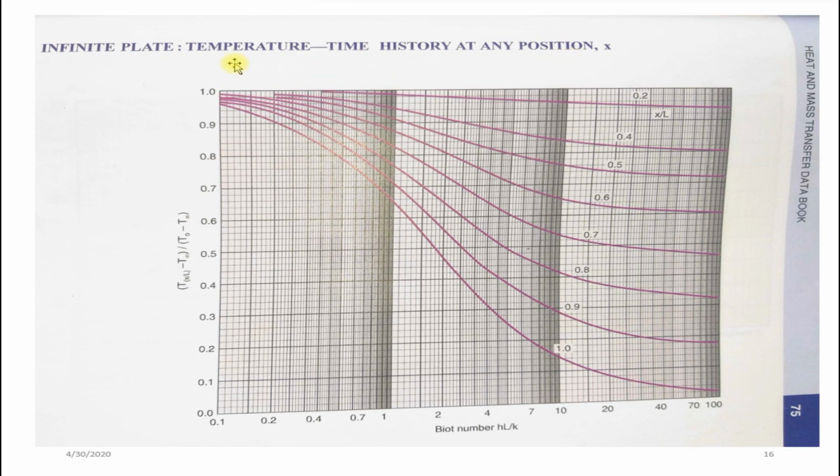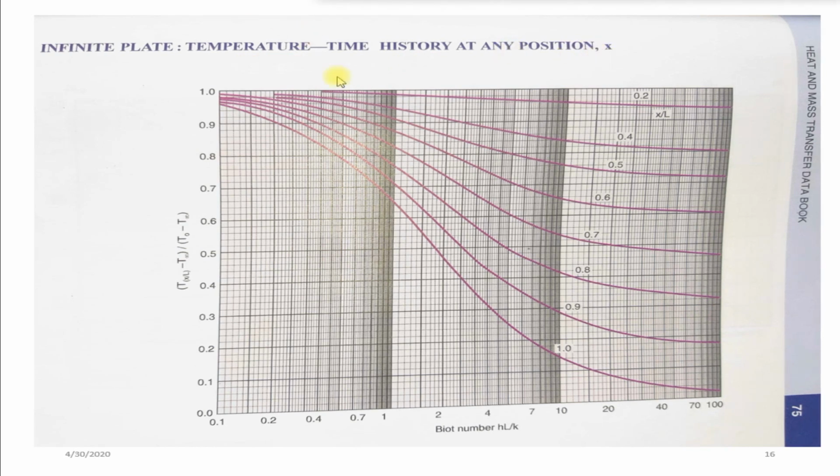The first one is the temperature time history at mid plane, remember. The second one is the temperature time history at any position x. Here 15 mm is given, no? That means it's at any position x. In this graph, if you observe, the x by L lines are 0.4, 0.5, 0.2. Then the Biot number is on the x-axis, and on the y-axis it is (T x by L minus T infinity) divided by (T naught minus T infinity). T x by L means temperature at any location x.